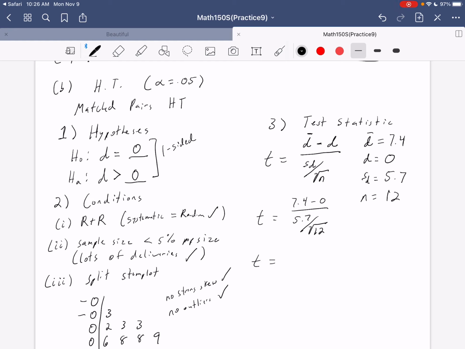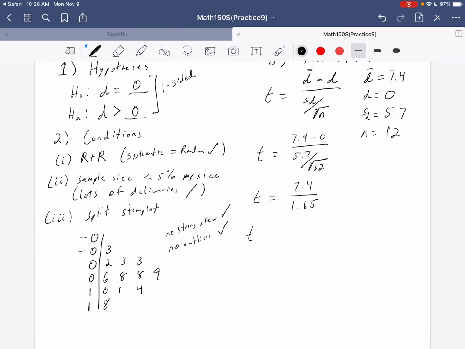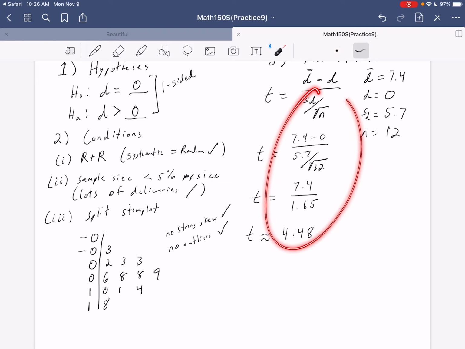Always go ahead and do the top and bottom separately. So up top we have 7.4, because 7.4 minus 0. And in the denominator we have 5.7 divided by the square root of 12. Looks like we should end up with 1.65. Then we'll go ahead and do that division. 7.4 divided by 1.65. Looks like we should come out with a t-value, our test statistic, of 4.48. Okay, so that's the main computational step.